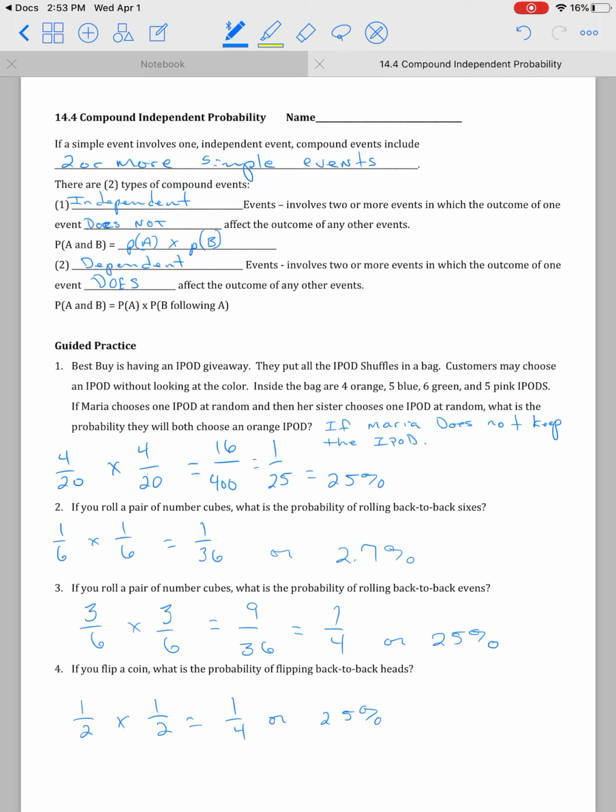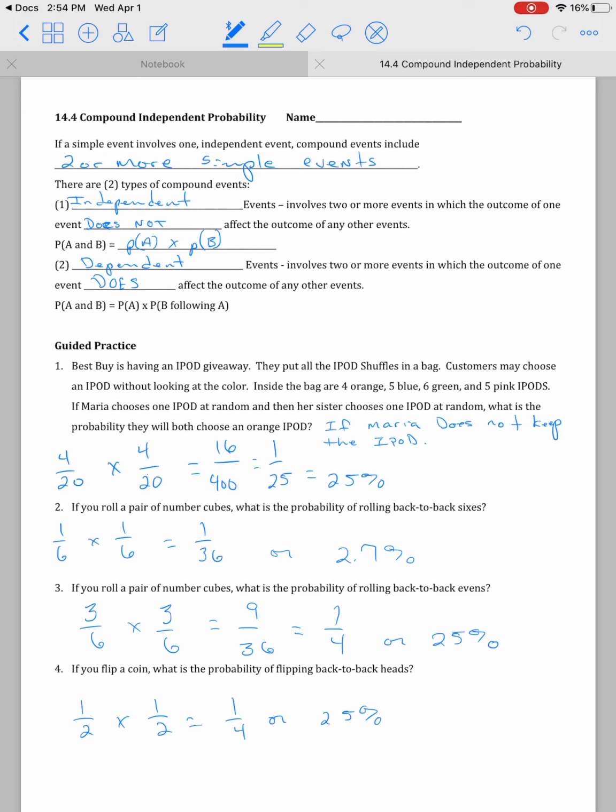So, number 2, if you roll a pair of number cubes, 2 dice, what's the probability of rolling back-to-back 6s? Well, look at the first dice. How many 6s are on it? There's 1. 1 out of 6. Look at the second dice. How many 6s are on it? There's 1. 1 out of 6. Multiply straight across, you got 1 for 6. Or I'm sorry, 1 for 36. And now you can simplify that to a percentage, so it's 2.7%. You get that by dividing 1 by 36.